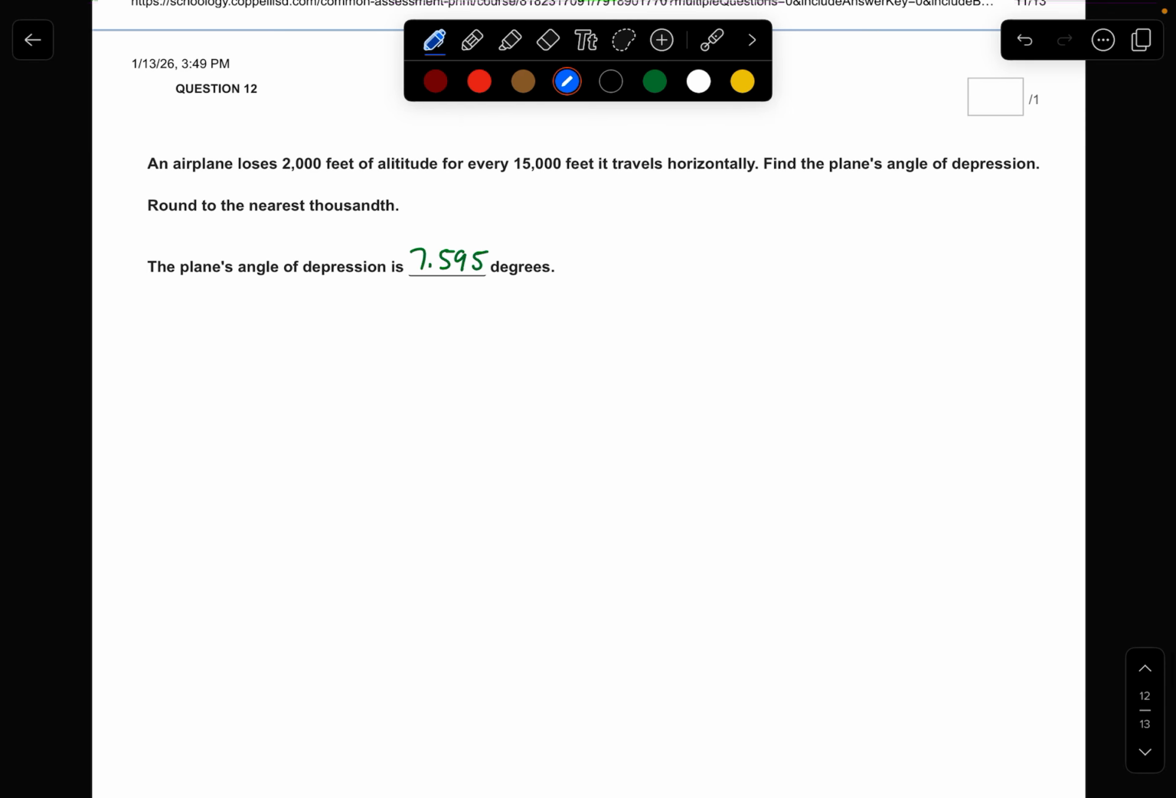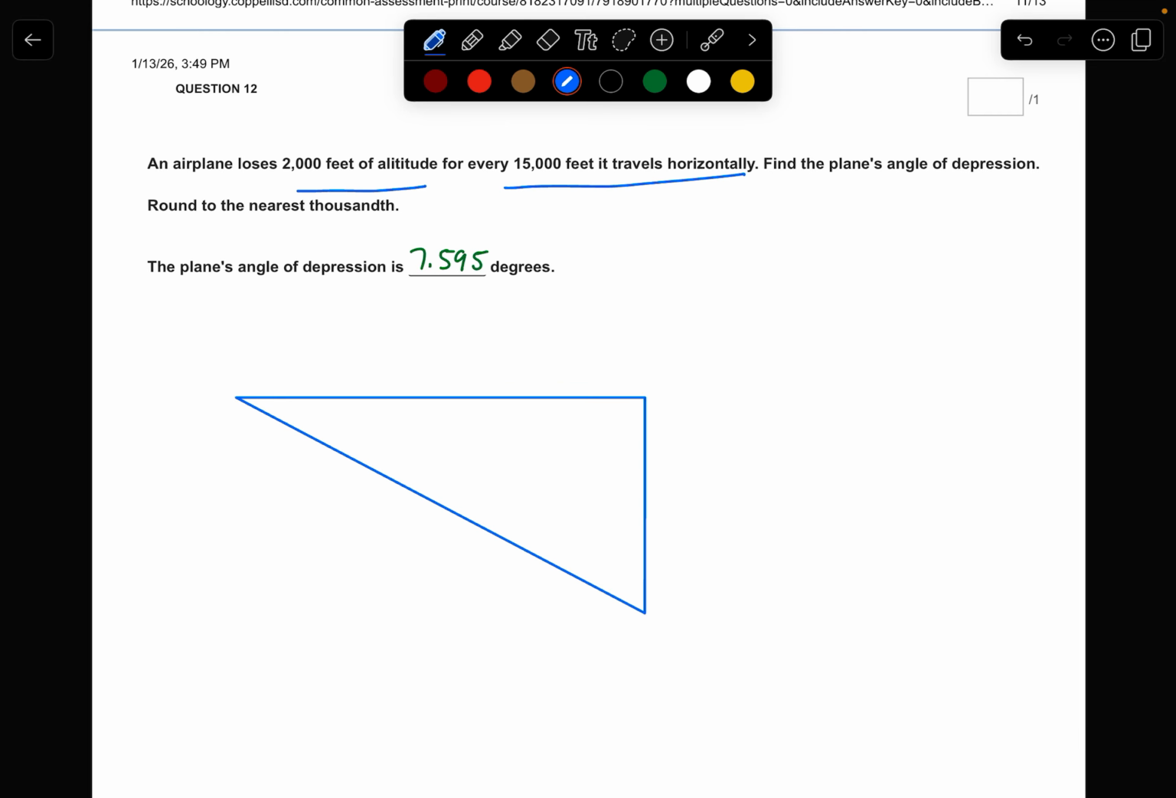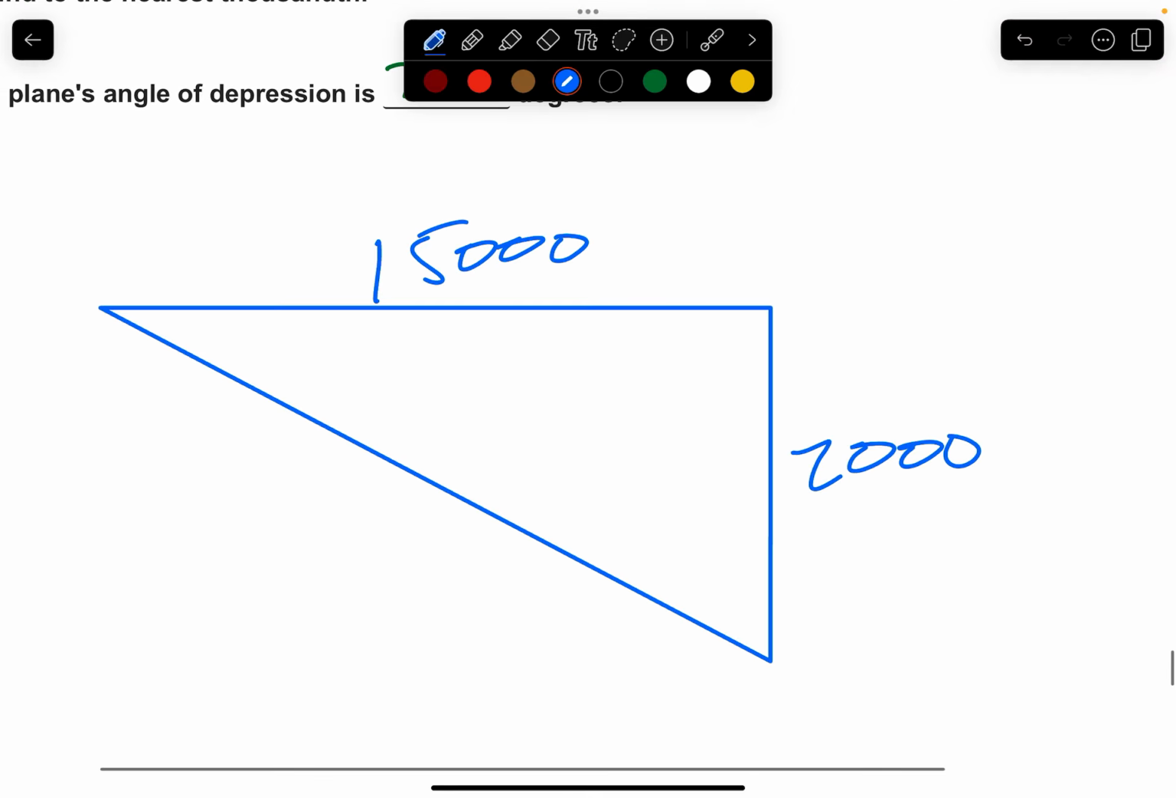All right, another question. An airplane loses 2,000 feet of altitude for every 15,000 feet it travels horizontally. Guys, we're working on right triangles. What does that look like? 15,000 feet horizontally, 2,000 feet of altitude. Altitude is a vertical number. So this is what they're talking about. Find the plane's angle of depression. Where's an angle of depression? Angle of depression is the angle below a horizontal line.